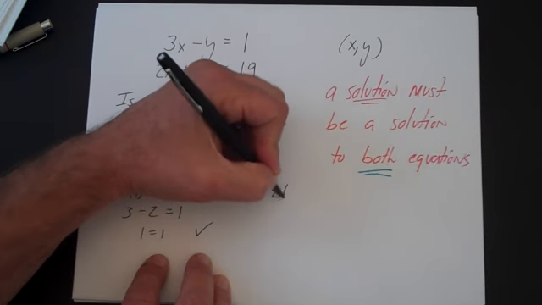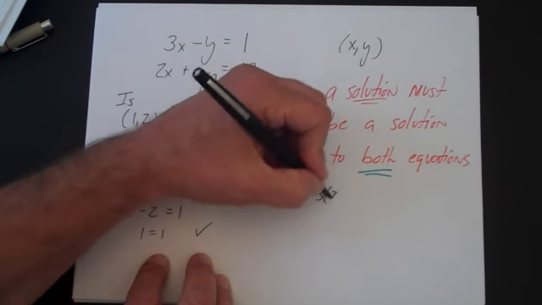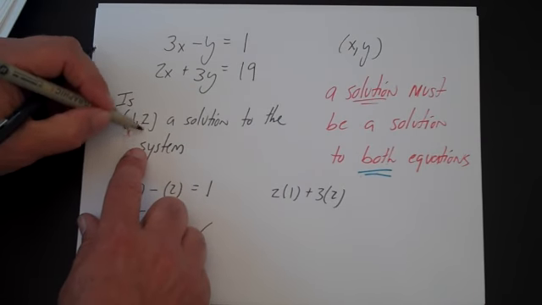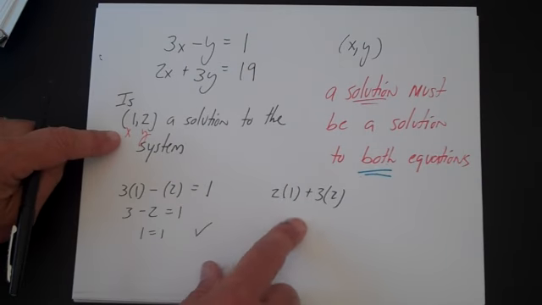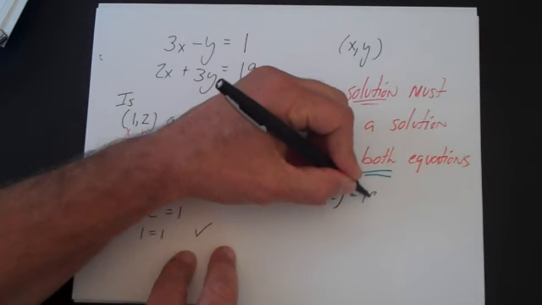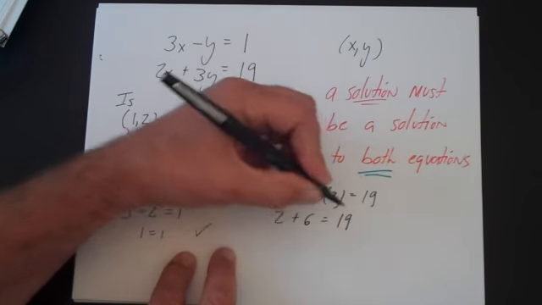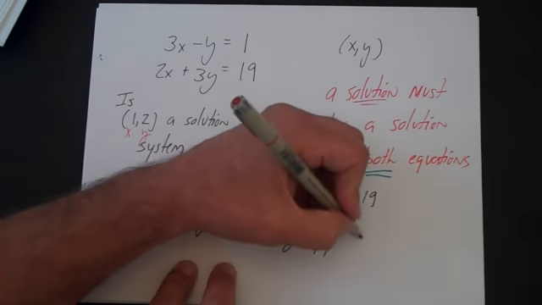But we have to check the other equation too. If we check the other equation, we get 2 times 1 plus 3 times 2. We're just plugging in an x and y. This is your x and this is your y, so you simply plug it in where the x and the y are. So it's 2 times 1 plus 3 times 2 is 19. So that's 2 plus 6 is 19. 2 plus 6 is 8. Does 8 equal 19? It doesn't.